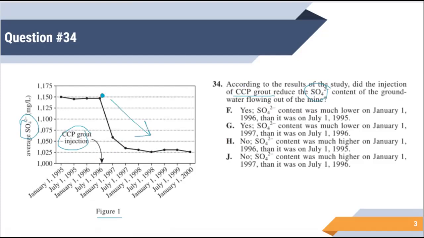Yes, it did. You can see it did go down. Here's where the grout was injected right here, and from there on, it went down. Okay, so we know it's either going to be F or G. The correct answer for 34 is G, because you can see it was much lower in January of 97, which is the next time they tested it, than it was on July 1st, which is the time they tested it right before they injected the grout.